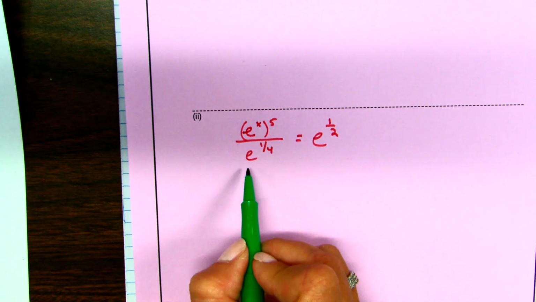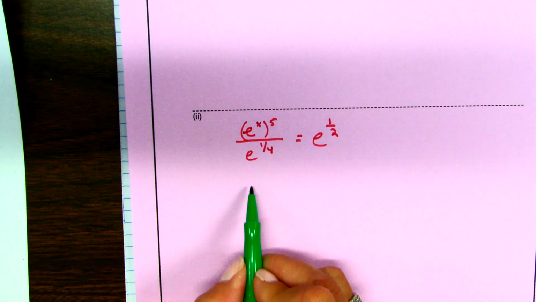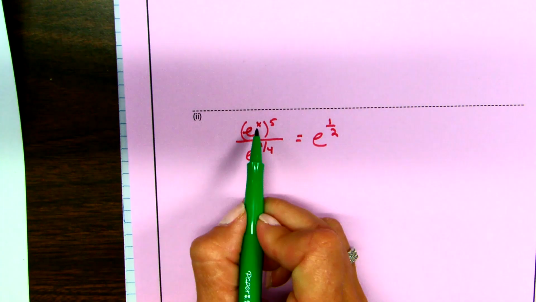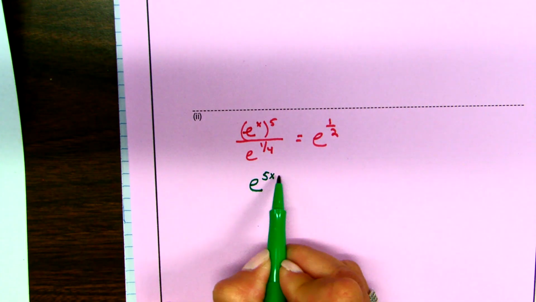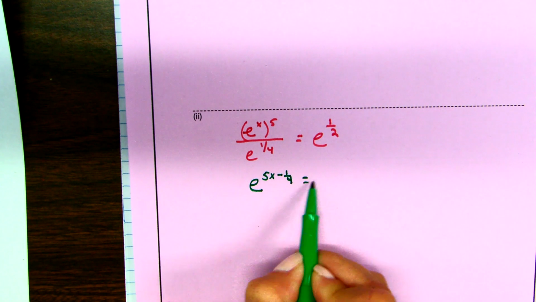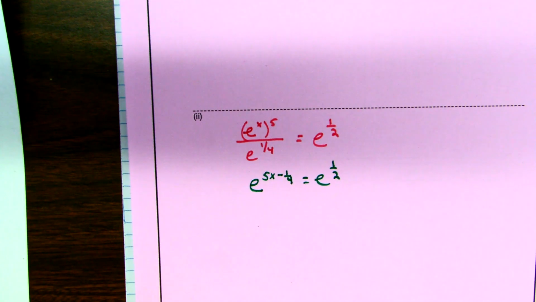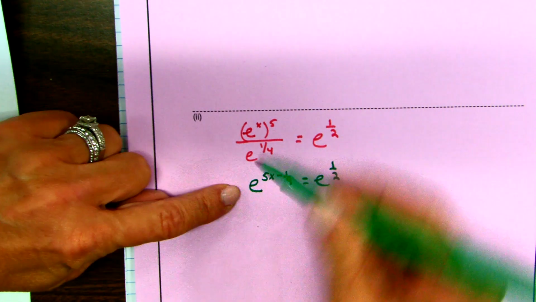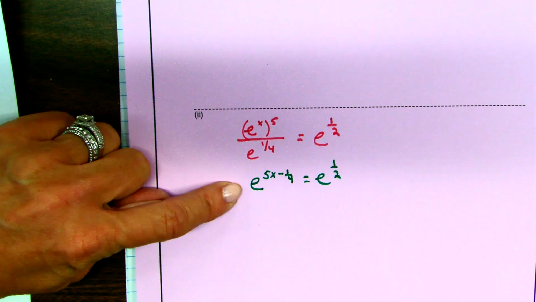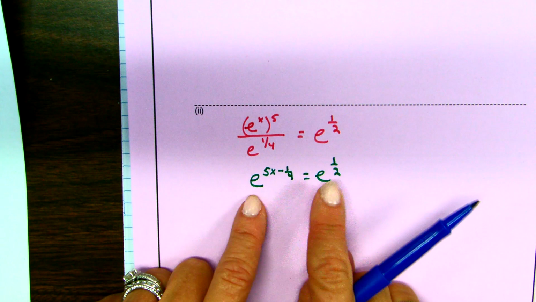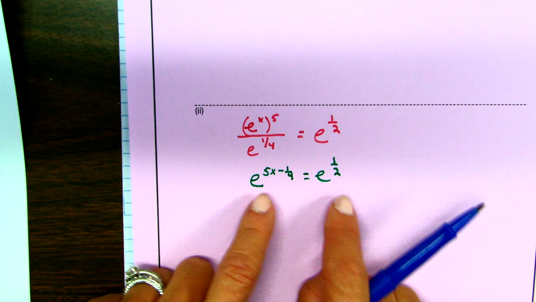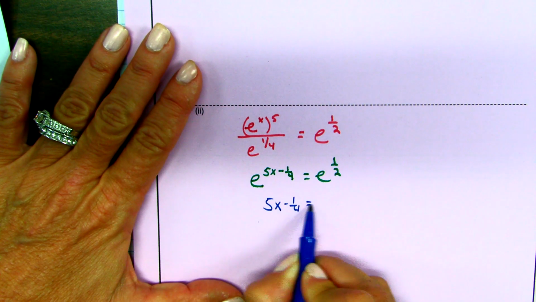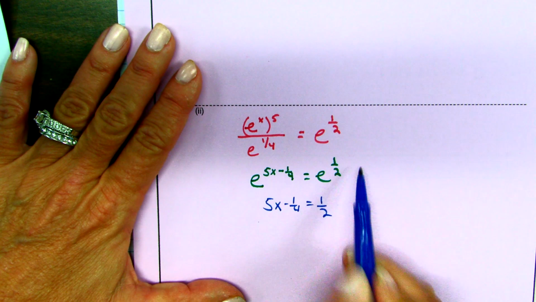And then using our quotient property, we keep our base, subtract our exponents. So x times 5 is 5x minus 1/4. That makes sense? So whether these were e's, x's, 7s, you keep the base, subtract your exponents. And then if you remember, whenever your bases are the same, e equals e, or 7 equals 7, or log base 5 equals log base 5, you can just set the exponents equal to each other and solve there. Because if e equals e, that equals that.